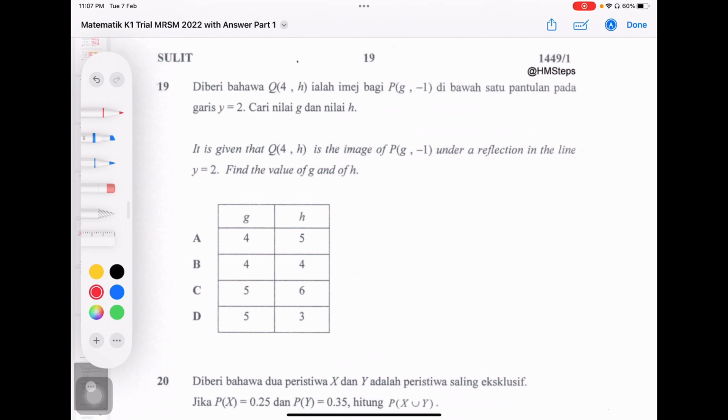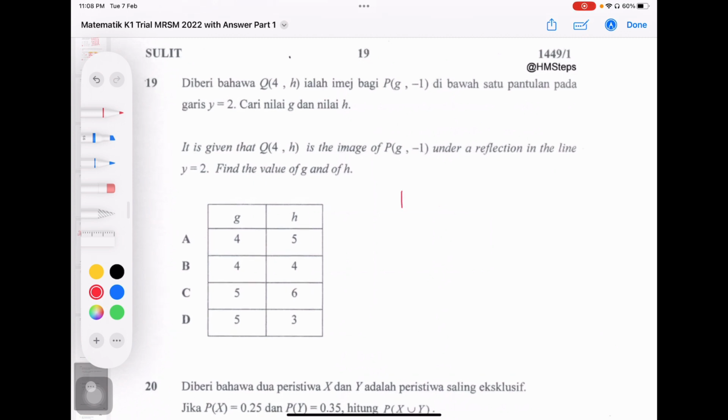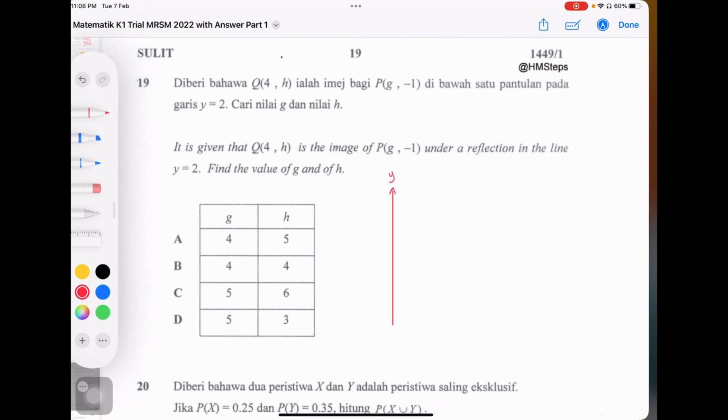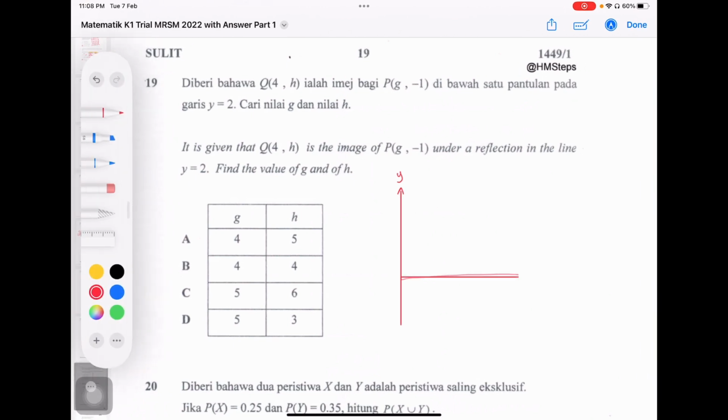Okay, question 19. For this one, you need to draw a bit to get some pictures about the movement. It's given that the coordinate of Q is equal to (4, H), and this is the image of P (G, negative 1) under reflection in the line Y equals 2. Find the value of G and of H. Okay, you draw.